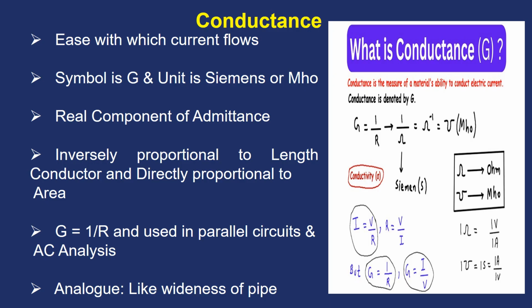As we know from Ohm's law, V is equal to IR, and I then becomes V upon R. So from here we can say that R is equal to V upon I. We know that G is equal to 1 upon R, so putting the value of R as V upon I, the G would be I upon V. As R is V upon I, then G will be I upon V. It is the inverse of resistance.